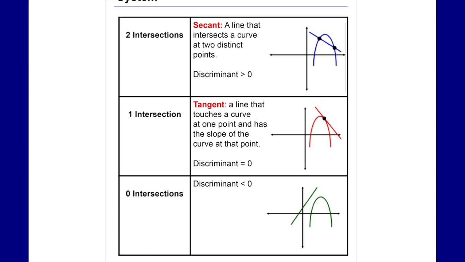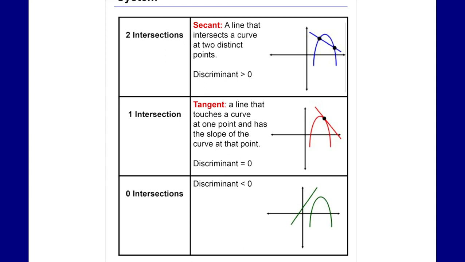Now this line, by definition, is called a secant. A secant is a line that intersects a curve at 2 distinct points. And similar to when we looked at the discriminant in the quadratic formula to tell us how many roots there are, we could do the same thing. So in this case, the discriminant would have to be greater than 0.